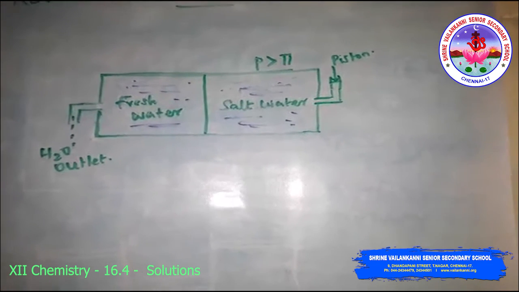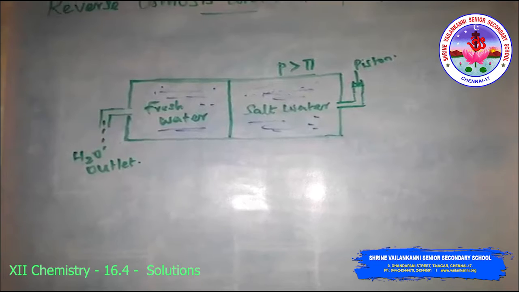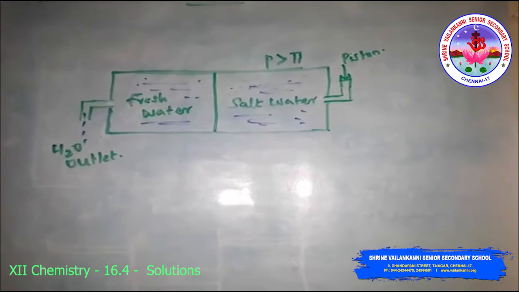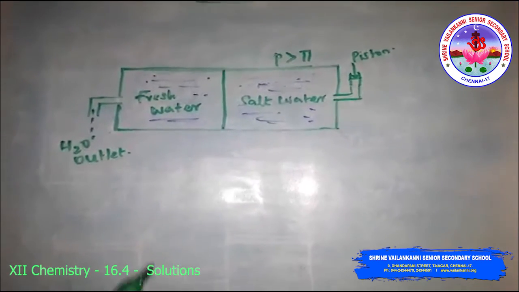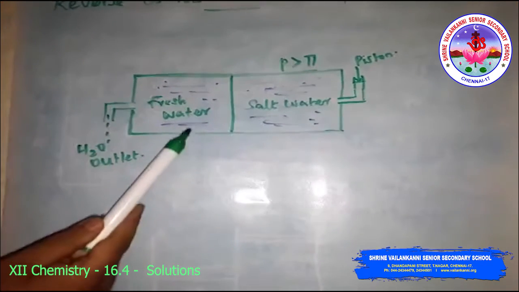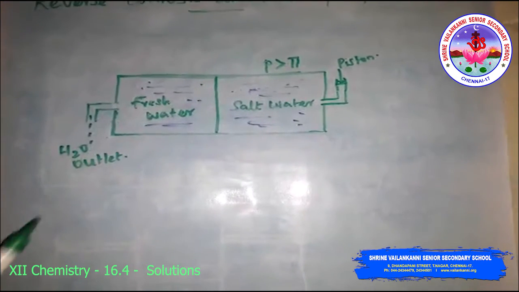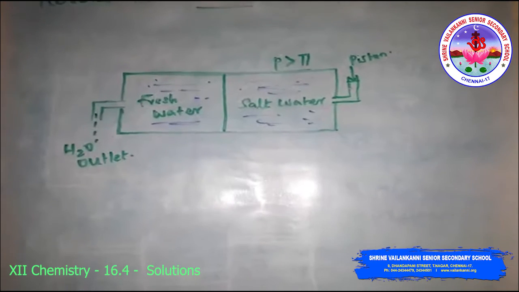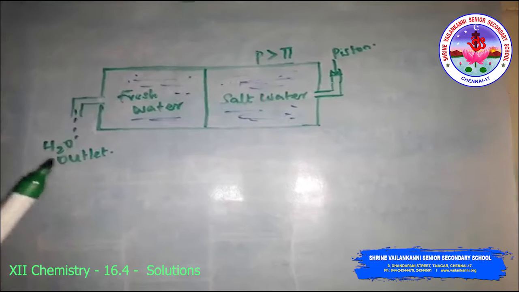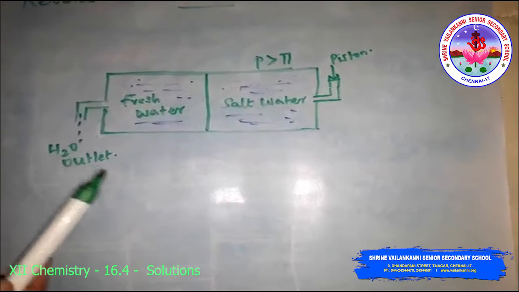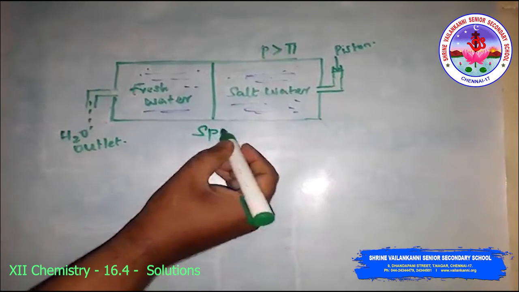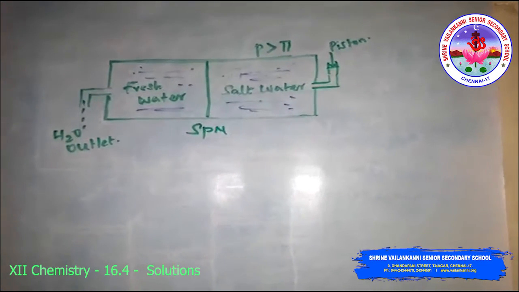Look at the reverse osmosis setup. On the left-hand side is fresh water, and here is the salt water. The pressure is applied in this direction by the piston, and only the fresh water comes out through the water outlet. When a pressure more than the osmotic pressure is applied, pure water is squeezed out of the seawater through the membrane. This is the semi-permeable membrane.